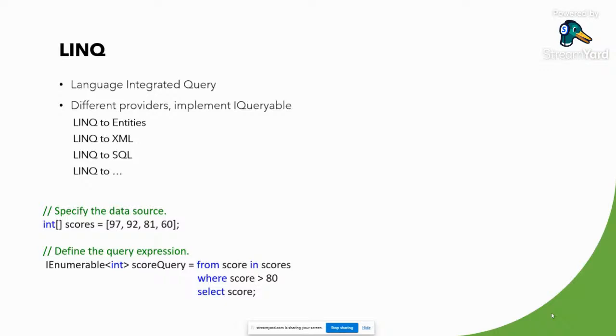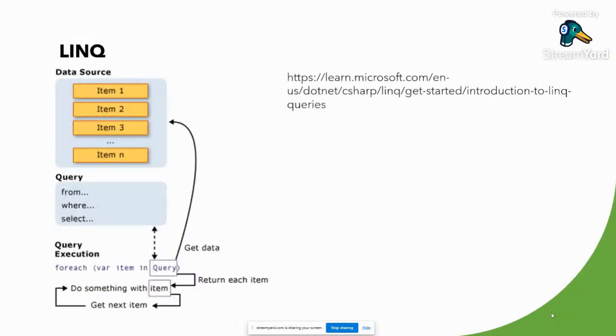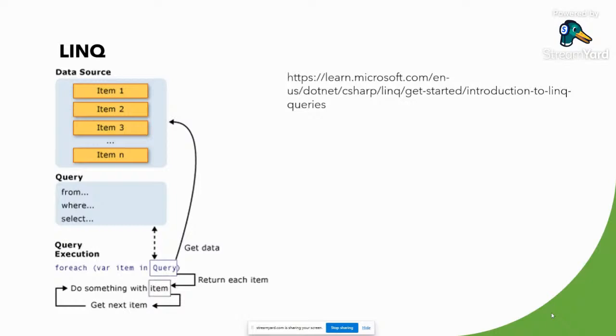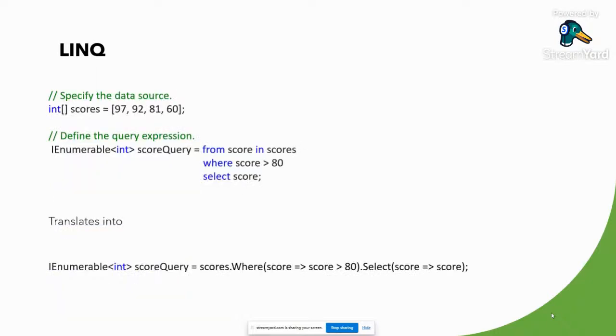But now we don't do it like that anymore. We now write it like this. We usually do lambdas now. You can still do LINQ. LINQ gets translated into lambdas by your compiler. So it's basically the same thing.